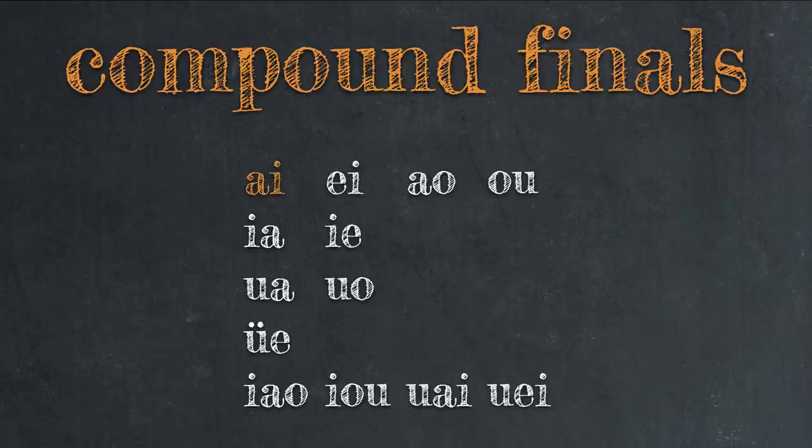Then, if you have multiple vowels in combination, you have what is called a compound final, and they sound like this. Ai, ei, ao, ou, ya, ye, wa, wo, yue, yao, you, wai, wei. But please note that IOU and UEI are often shortened to IU and UI in practice.